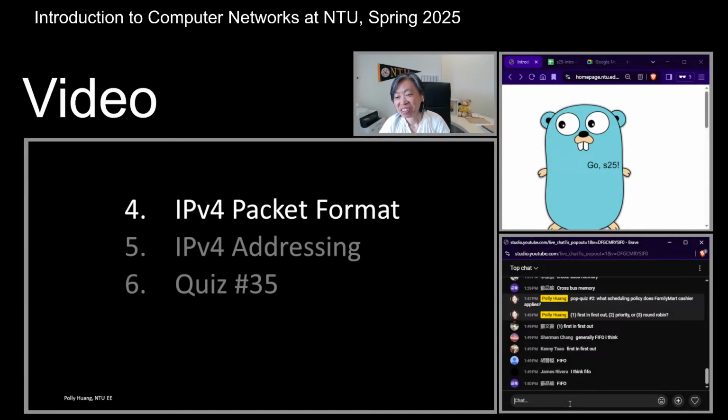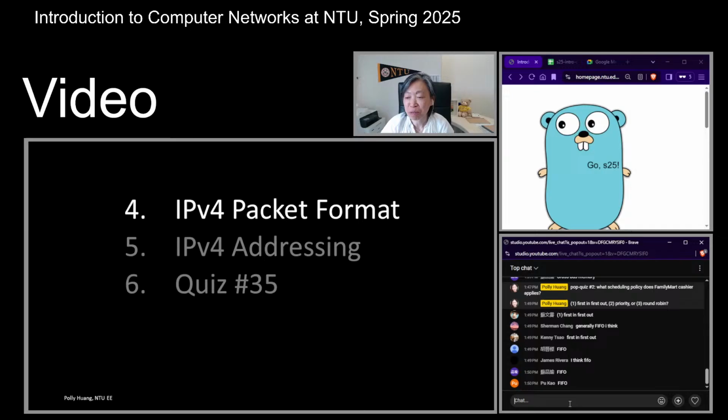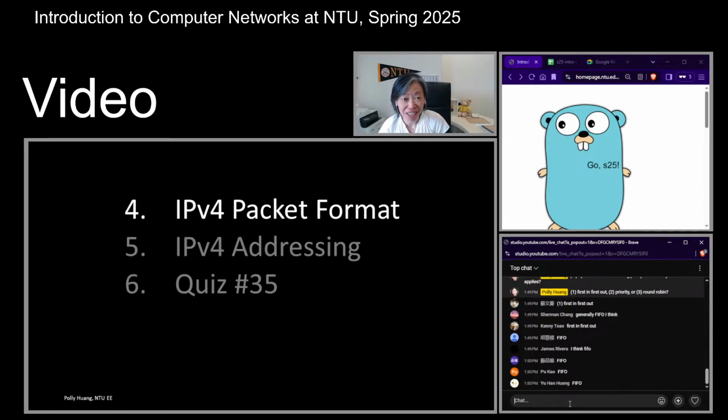There's a pop-up quiz, number 2. What scheduling policy does a Family Mart cashier implement? Normally, generally speaking. I see that all of you say FIFO, first in, first out. Good. Generally, that's the case.